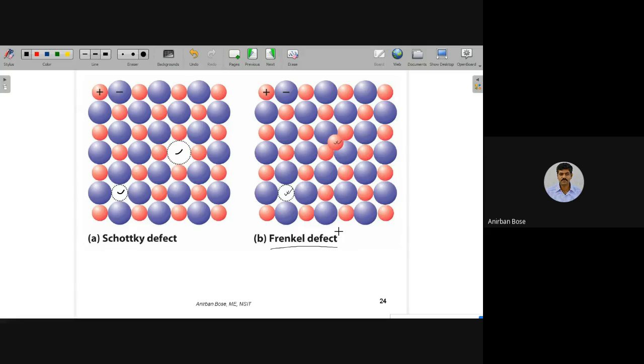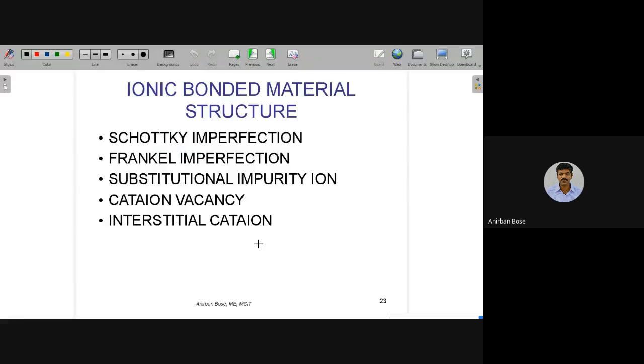So I think it is clear what we mean by Schottky imperfection: one formula pair is missing so that the whole structure is electrically neutral. And Frenkel defect: one cation is missing from its regular site and occupies some interstitial void space, some other place. So Schottky and Frenkel are two very important point defects in ionically bonded structures.